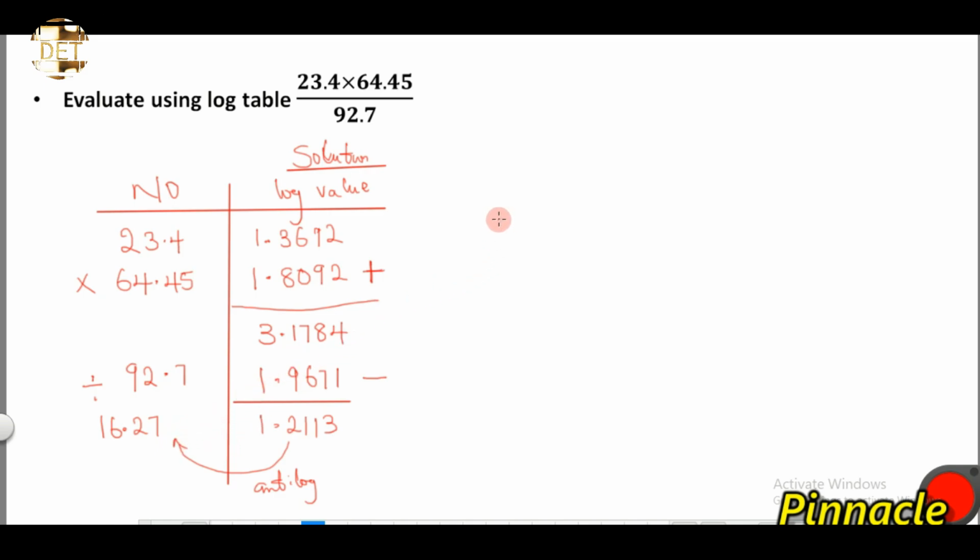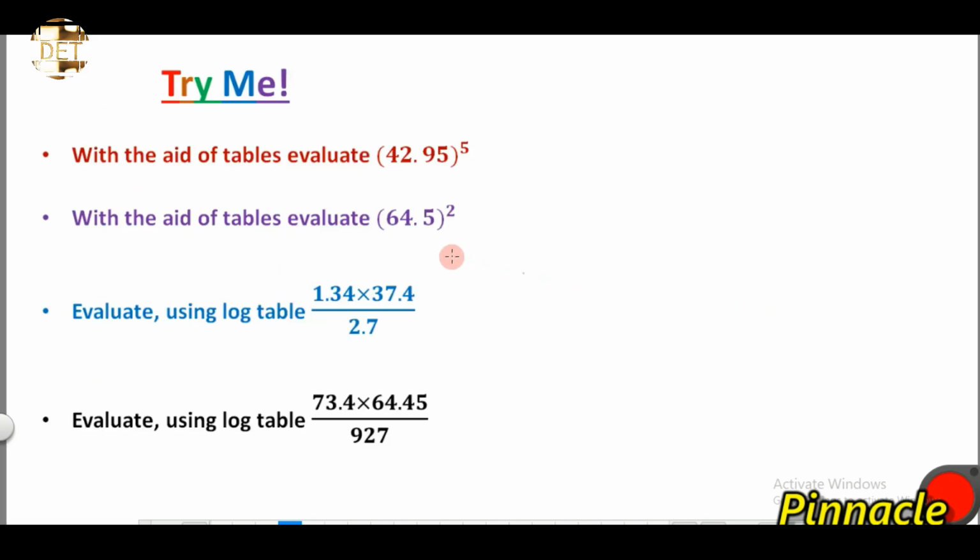So therefore, 23.4 times 64.45 divided by 92.7 is equal to 16.27. This is my answer to this question. So with this, we come to the end of this lesson. Just to be sure that you understood this lesson very well, you can solve the following questions.